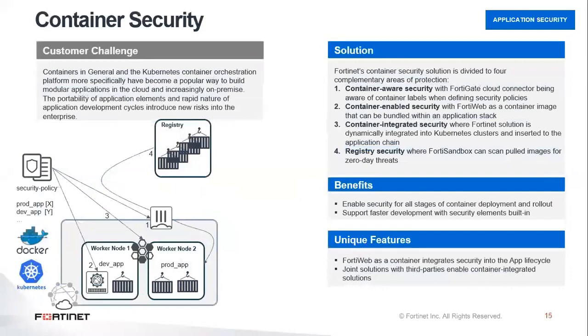All right. Continuous security teams need to be able to rapidly develop modular applications in containers, whether it's on-premise, in the cloud, or with an orchestration tool such as Kubernetes. In addition, each application needs consistent protection against threats. Fortinet container security solution is divided into 4 complementary areas.